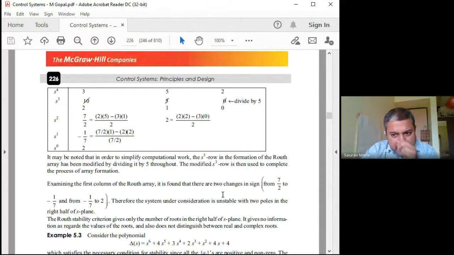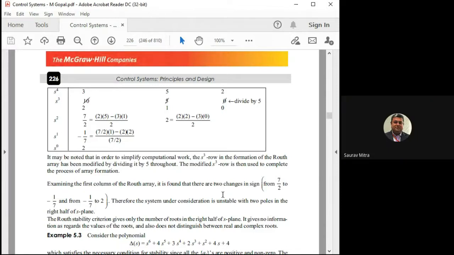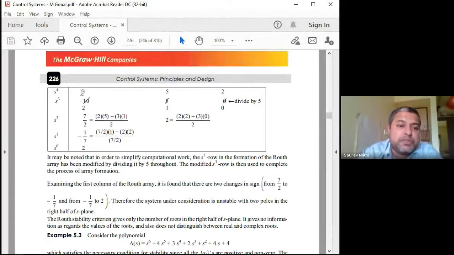But the main important thing is to check what you have to write as the conclusion. As conclusion, you have to say that there is s^4, which means there are 4 poles in the system, and 2 poles are lying in the right hand side of the S-plane. This you have to tell. Why 2 poles? Because this is positive, this is positive, this is positive, 7 by 2 is positive, and from 7 by 2 to minus 1 by 7 is one sign change. And the next line, minus 1 by 7 to 2, is another sign change.